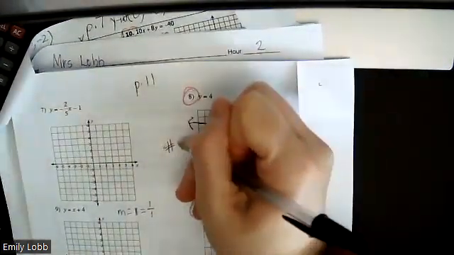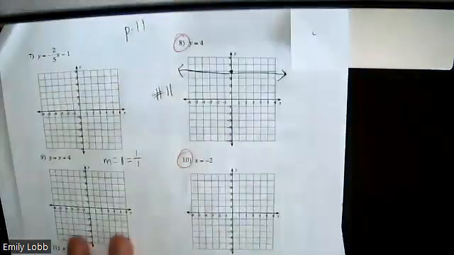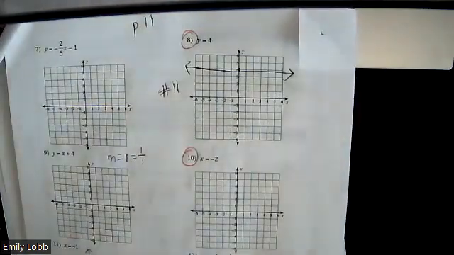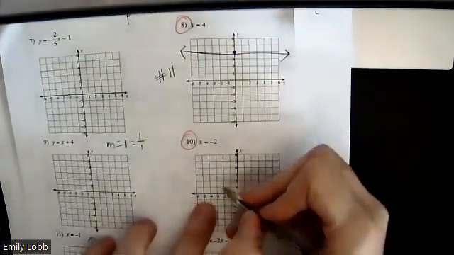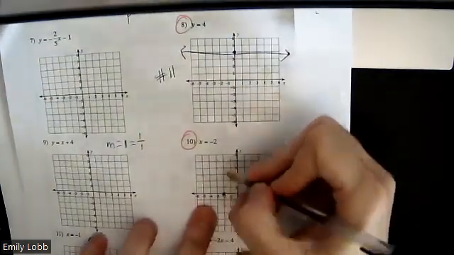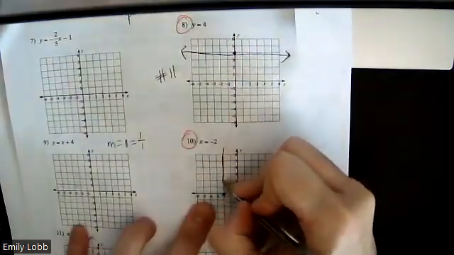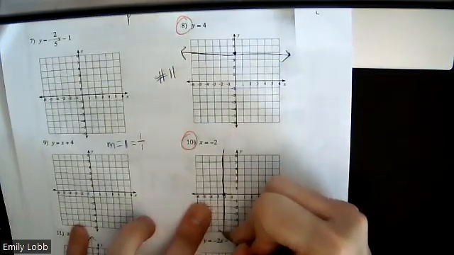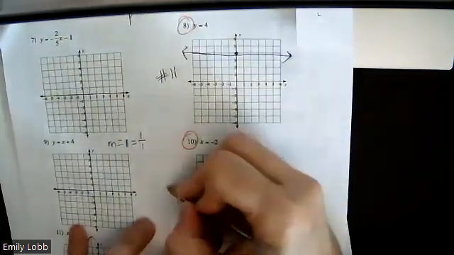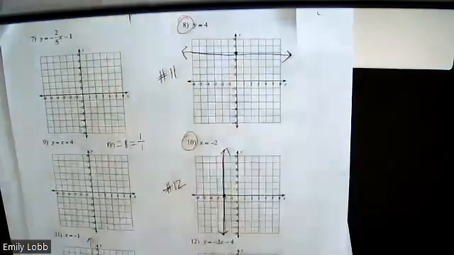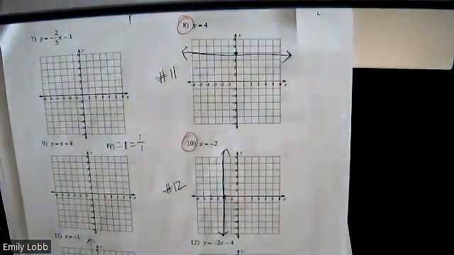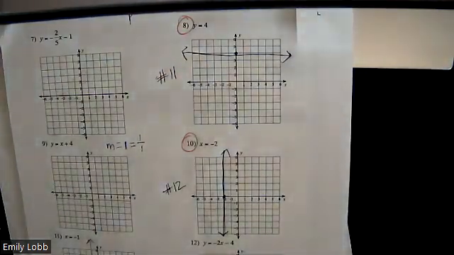Finding where y equals -1. And for number 12, anytime we have x equals a number, we're finding where x equals a number and putting a vertical line through that. So that's what you're doing for number 12 on your quiz. So make sure you've fixed those.